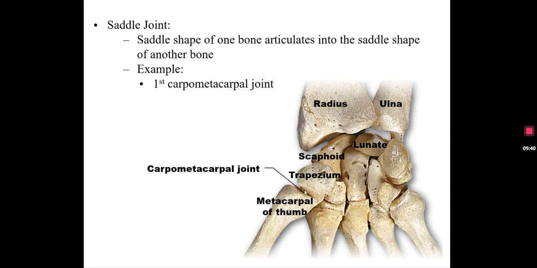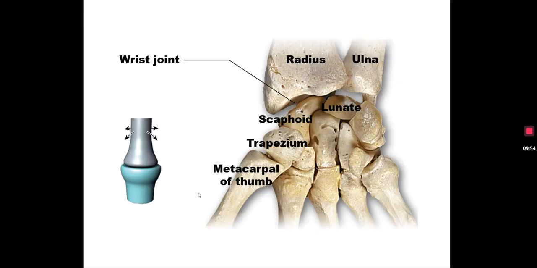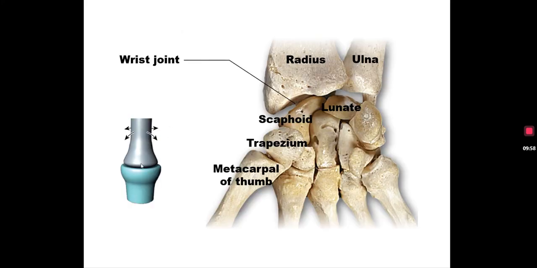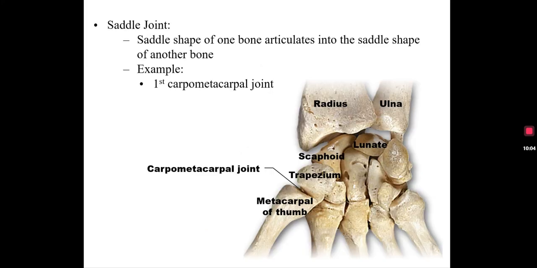This is the only one in the body. This also allows for two planes of movement. If you try to move your thumb, you can flex your thumb, you can extend your thumb, and then you can also abduct your thumb and adduct your thumb. Similar to what we saw with the ellipsoid joint, we could do two planes of movement: flexion and extension, abduction and adduction, right? Same thing with the saddle joint.